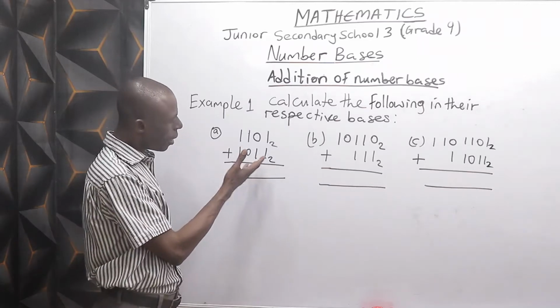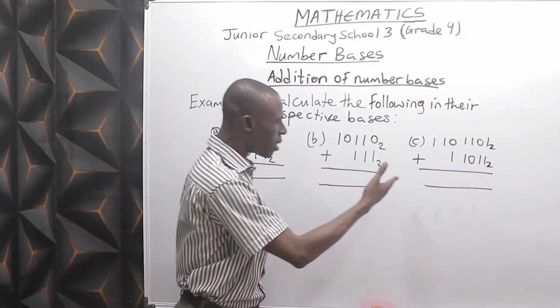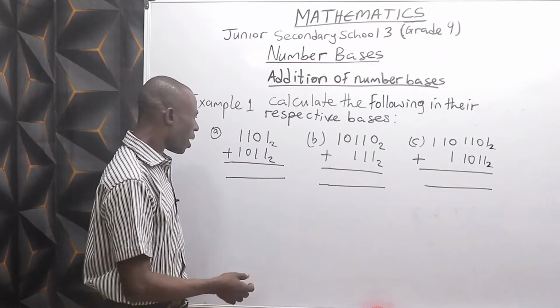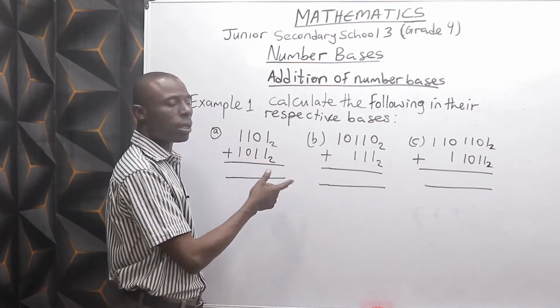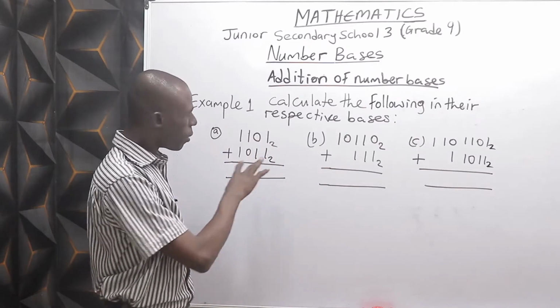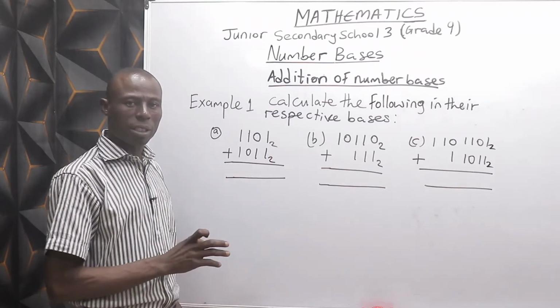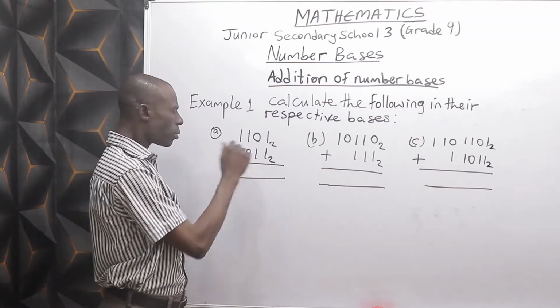That is why, here that we are dealing with base 2 in this example 1, you can see that the highest digit we have is 1. We are dealing with 1 and 0 for binary. Do we understand? Now, let's add.